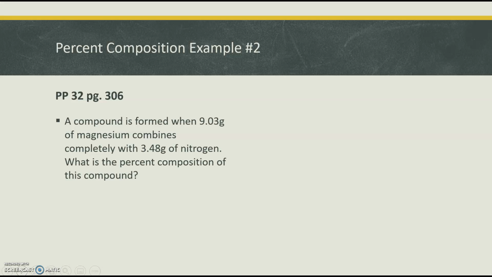All right, the first thing we need to do is identify what our numbers are showing us. We're given how many grams of magnesium and how many grams of nitrogen, but we are not given our total mass. For this situation, all we have to do is add our grams of magnesium to our grams of nitrogen to get our total mass.